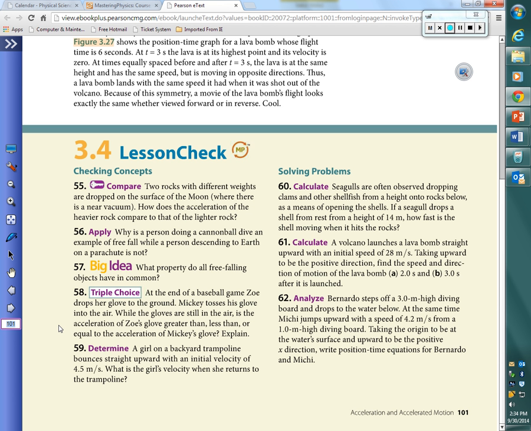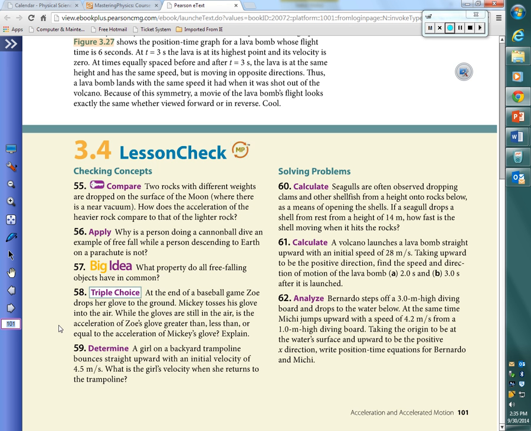gravity. So while we say that all objects under the influence of gravity experience the same constant acceleration, the magnitude of that acceleration depends on where we are. Okay? So don't think everywhere we go in the universe, the acceleration of gravity is 9.81 meters per second squared. Okay? Good? All right.